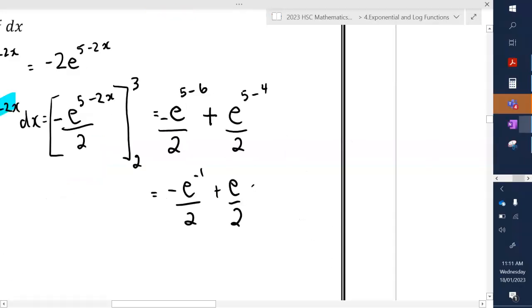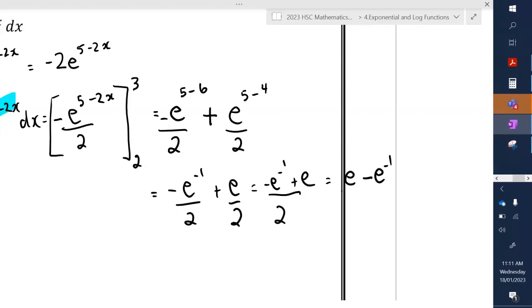Now I think that looks a little bit messy. Let's neaten that up. Let's pop them all over 2. So I'll get minus e to the -1 plus e. I like the minus to not be out the front, so let's neaten that up a little bit again and write it as e minus e to the -1 over 2. You could have put the e here down on the bottom and had -1 over 2e plus e over 2. That would work as well. We could have done that.